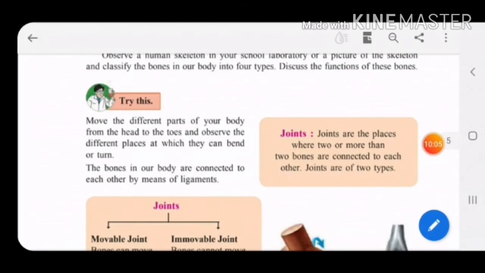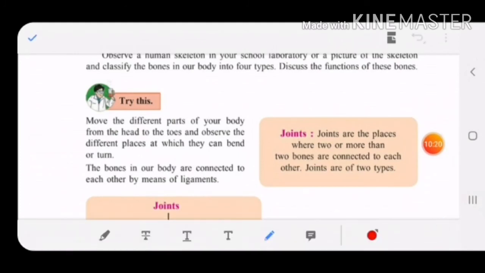The bones in our body are connected to each other by means of ligaments. Children, our bones are connected to each other by means of ligaments. A ligament is a substance which helps in the free movement of our bones.